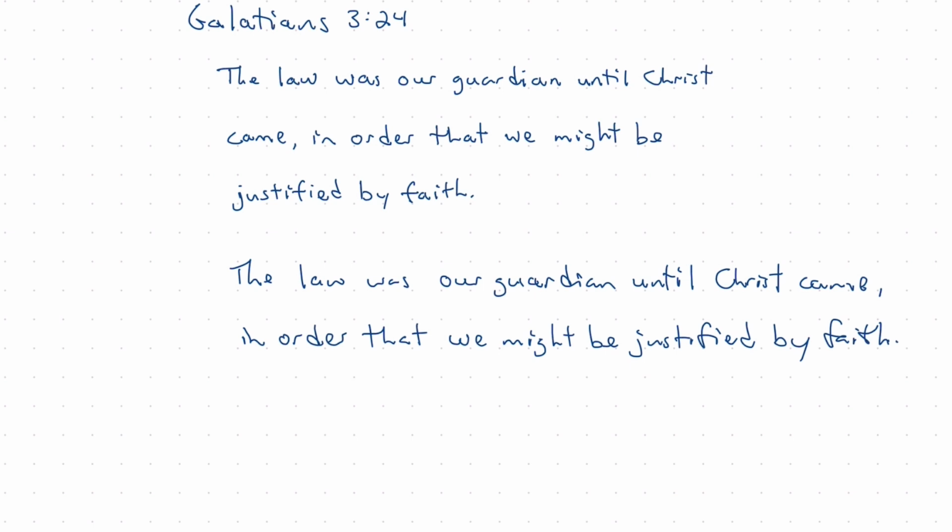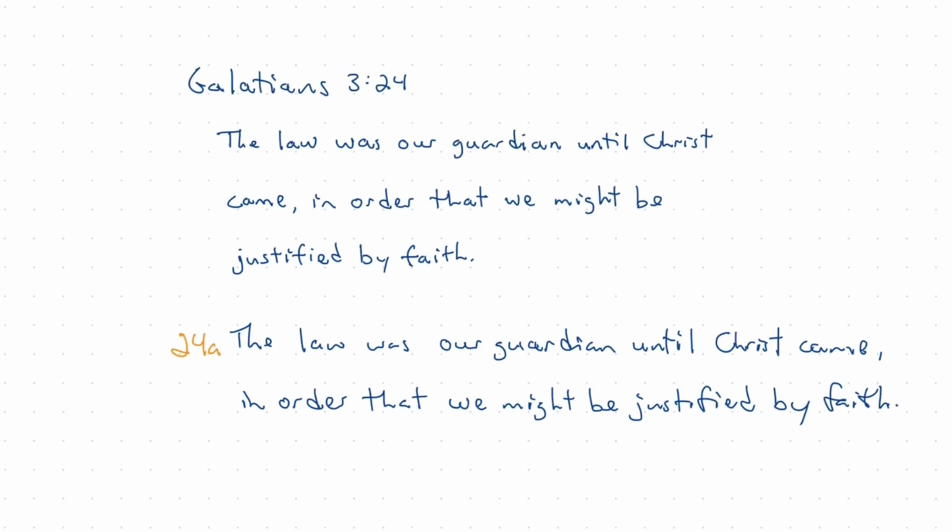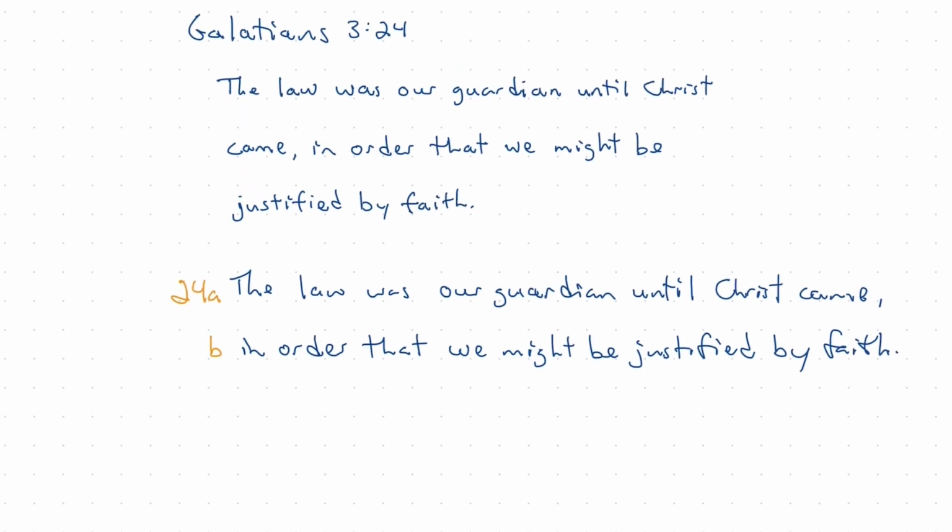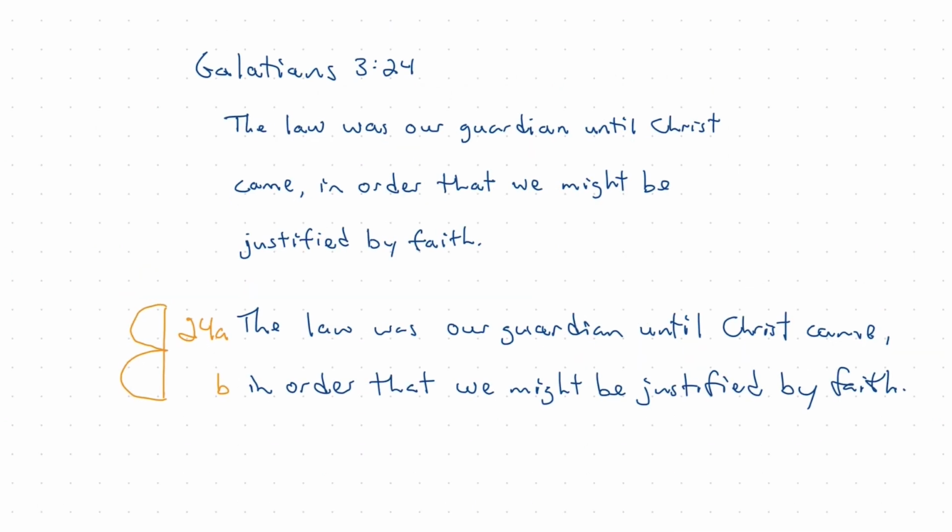So this is verse 24. We're going to label our propositions, verse 24, A and B. Draw one arc over each proposition. And then we're going to ask, what is the relationship between these two propositions? And we already identified our keywords here. In order that, which points us to the relationship of action, purpose.